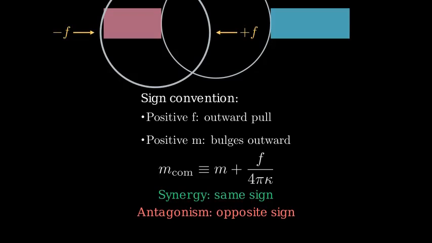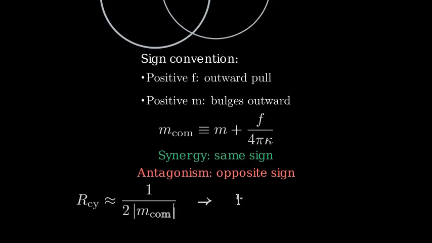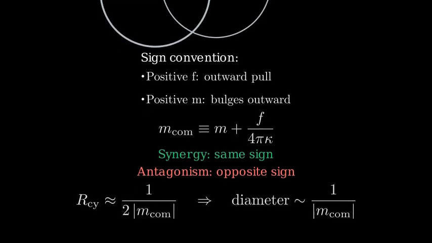In the regime where the composite curvature in magnitude is much larger than the inverse vesicle radius, the tube radius is set by the composite curvature. Specifically, r sub cy is approximately 1 over 2 times the magnitude of m sub com. That means tube diameter scales like 1 over the magnitude of m plus f over 4 pi kappa. The tube mean curvature has a small correction from the finite vesicle size. M sub cy is approximately m sub com minus 1 over 4 r sub sp, valid for large vesicle radius.